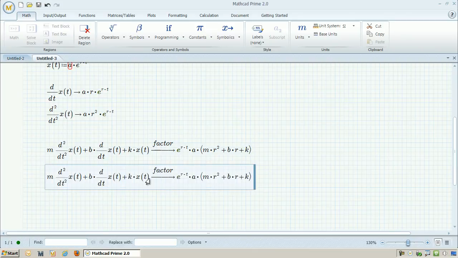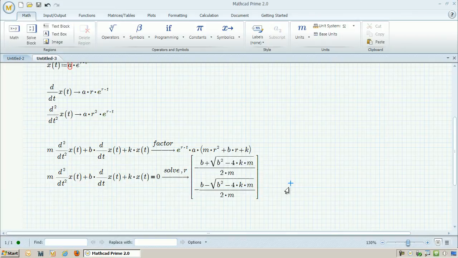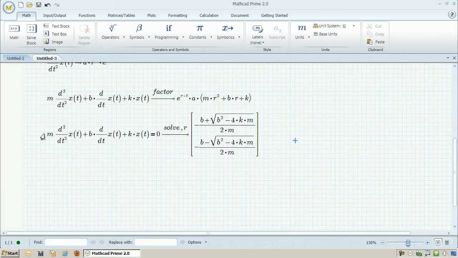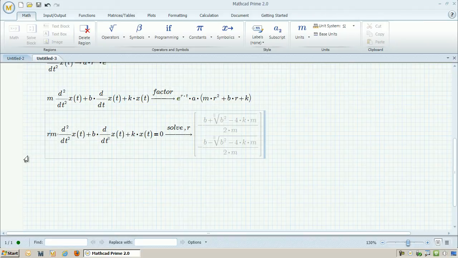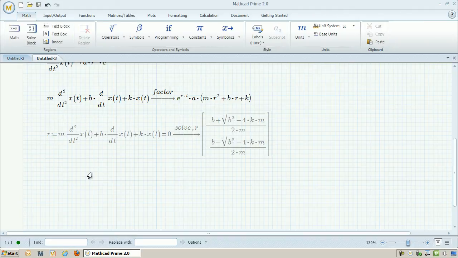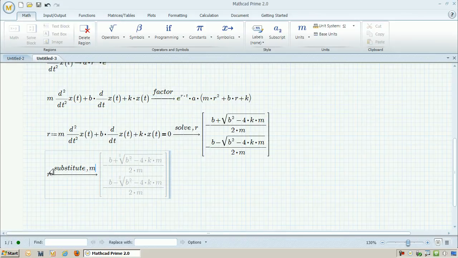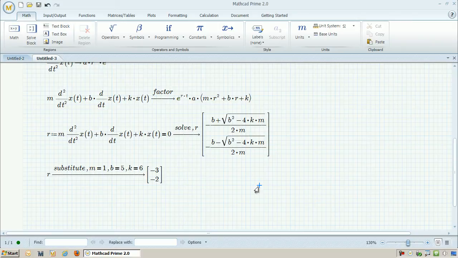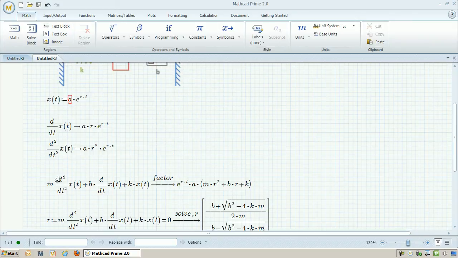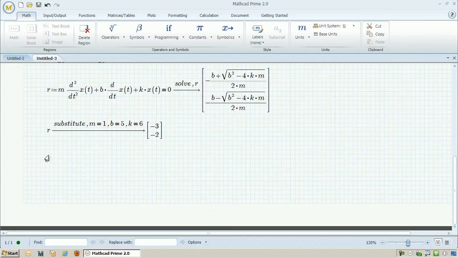Next, I'm going to copy and paste that equation, but this time I'm going to set it equal to 0 and then have MathCAD solve for what the roots are. Now, this is a second order ODE, so I would expect 2 roots. I can go ahead and save this off as the variable r, and as you can see, r now has 2 different values. I can substitute in the values for m, k, and b, and in this case, if I use 1, 5, and 6, MathCAD will plug it into the equation for me and give me the roots of -3 and -2.